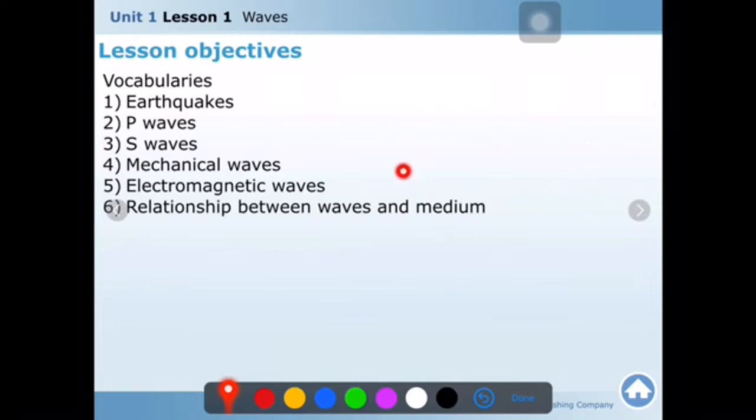Okay, this is the second lesson of the waves. Now let's take a quick look at the lesson objectives. First, the vocabularies I will teach you: earthquakes, P waves, S waves, mechanical waves, electromagnetic waves, and the relationship between the waves and medium will be taught in this lesson.